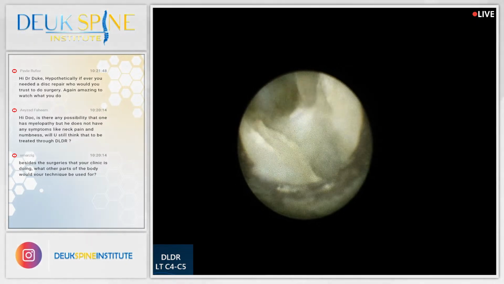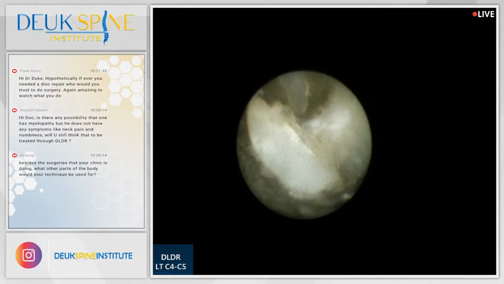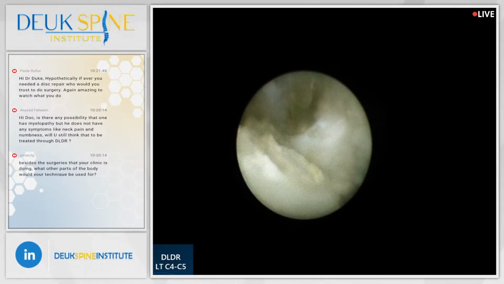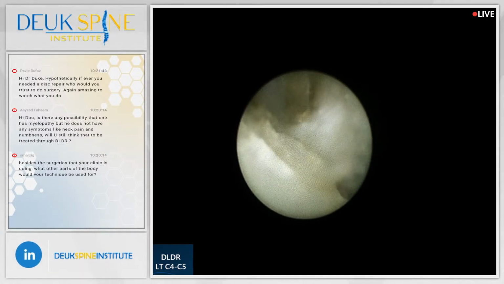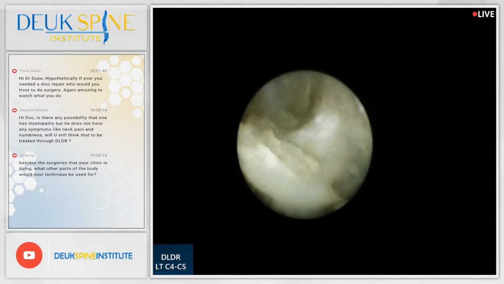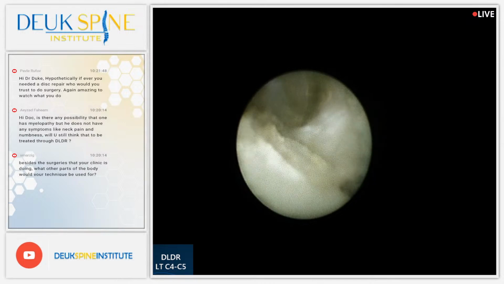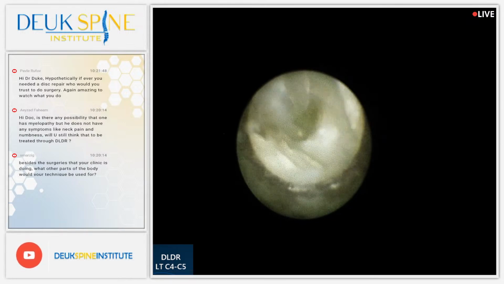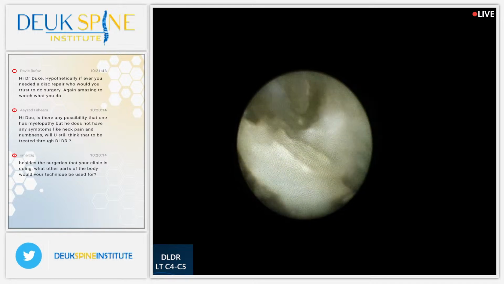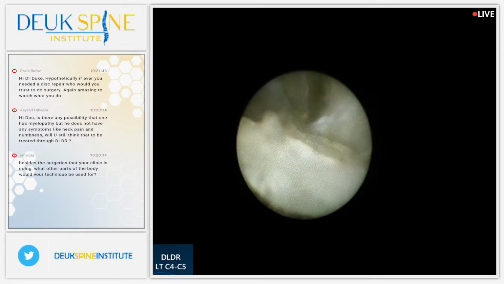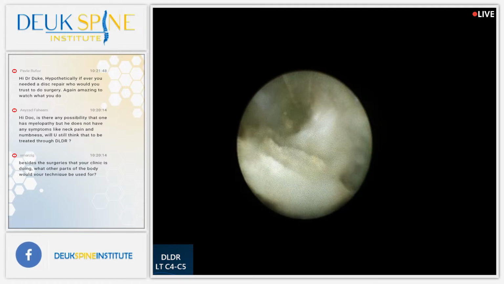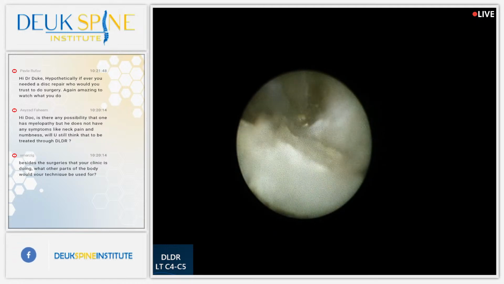This is probably the hardest one I've ever taken out in my entire career. Because this is an old part of the herniation. This is not recent, and it's literally dug in. That whole indentation is the spinal cord indented. The question is, how much more medial can I go? I think we've gotten about 70% of it out so far.